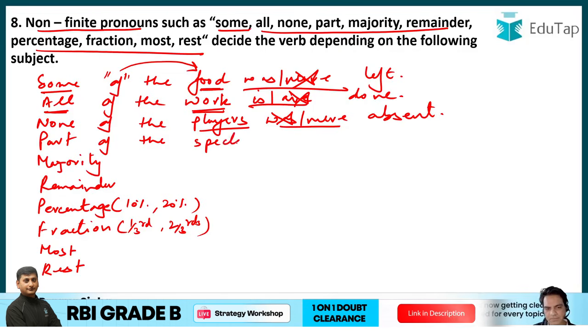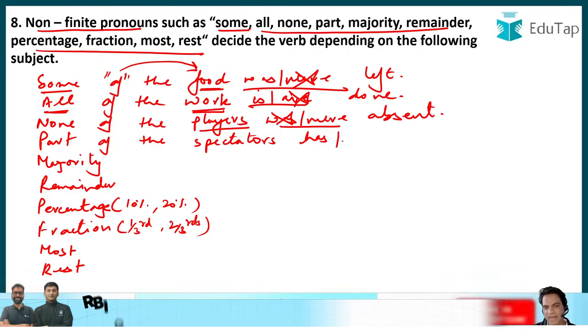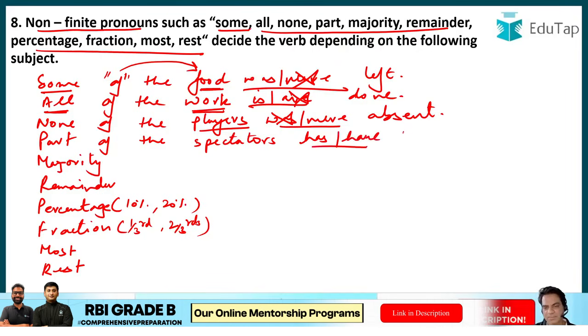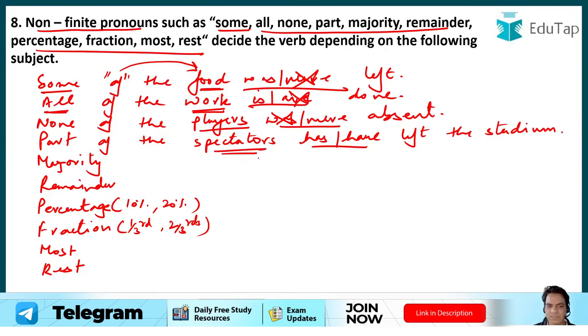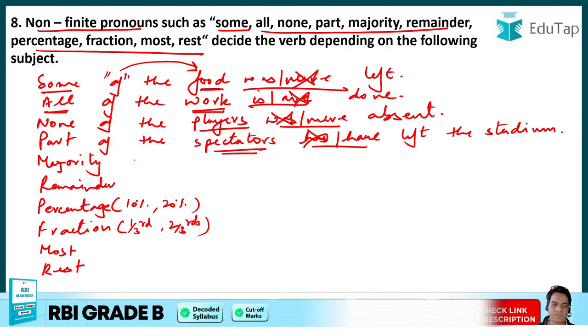spectators has left or have left the stadium. So part of the spectators has left or have left. Now the noun used is plural, so the verb will be plural.